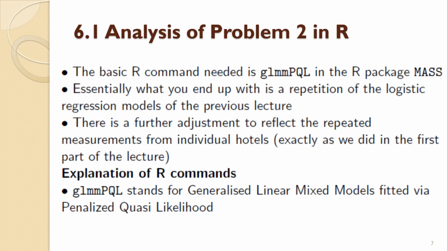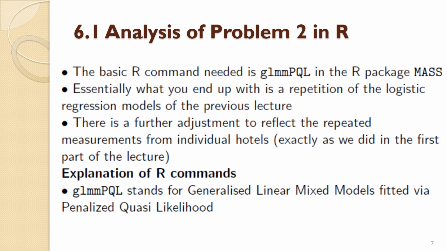So now I wanted to go on to a professional standard analysis of problem 2 in R. So this does get more complicated, okay, but should be a repetition of some of the things you've seen before, especially in the last lecture. So it turns out that the basic R command you need is glmmPQL in the R package MASS. Okay, essentially what you end up with is a repetition of the logistic regression models of the previous lecture, and there is a further adjustment, exactly as we've seen in the previous section, to account for the repeated measurements from individual hotels that we have.